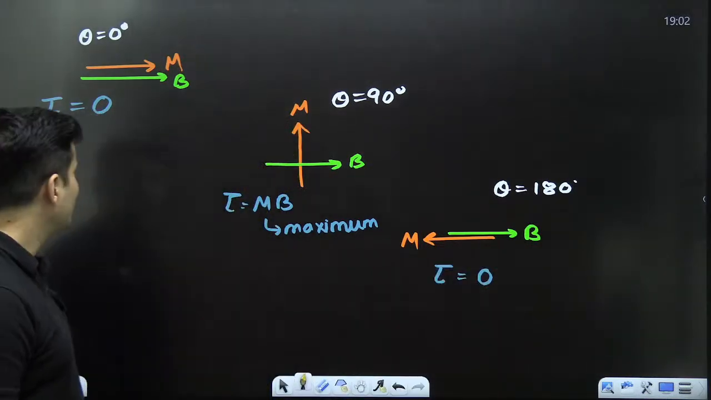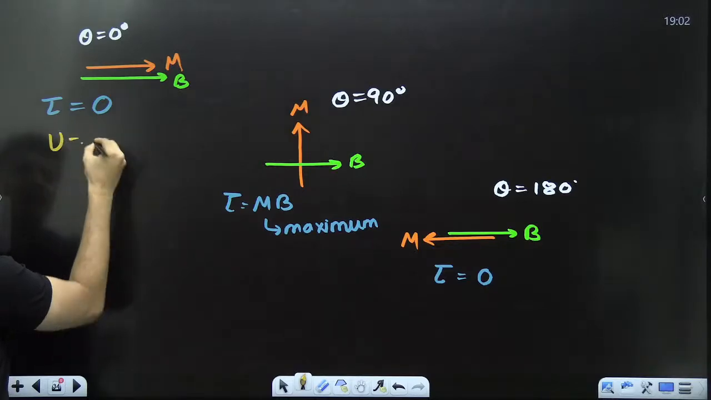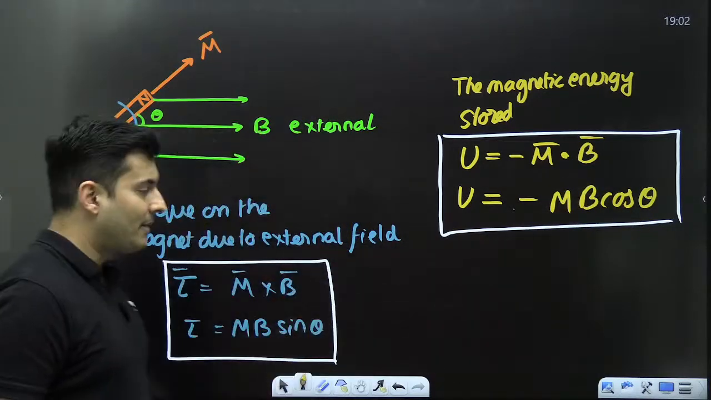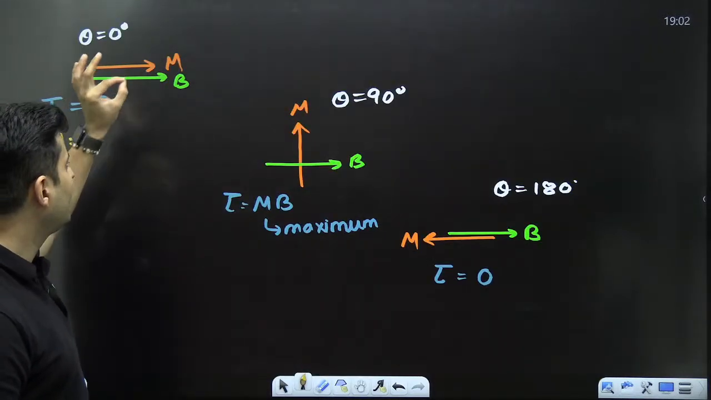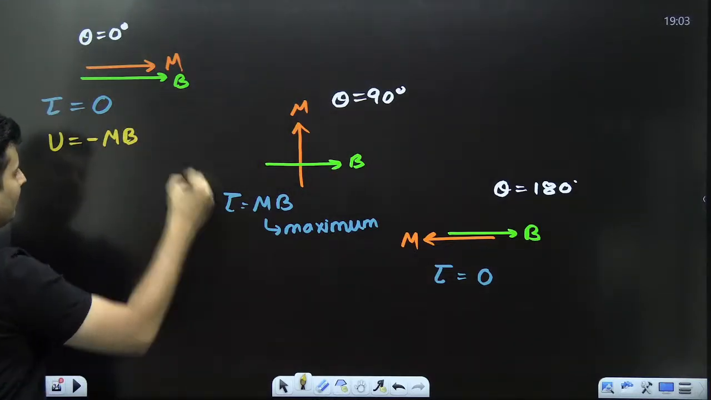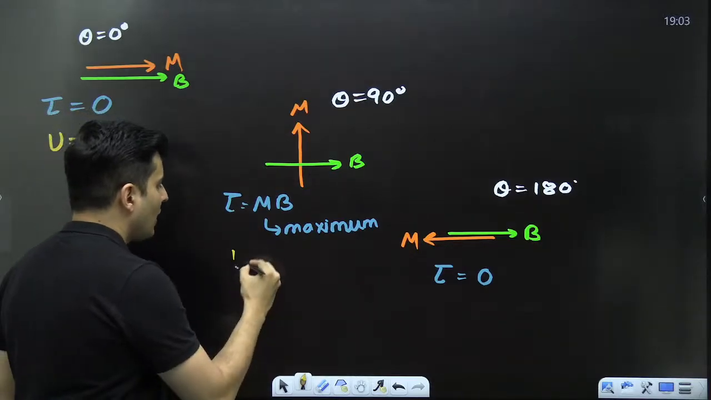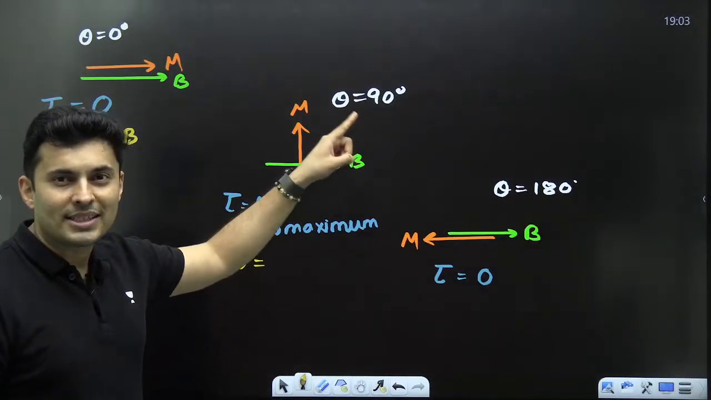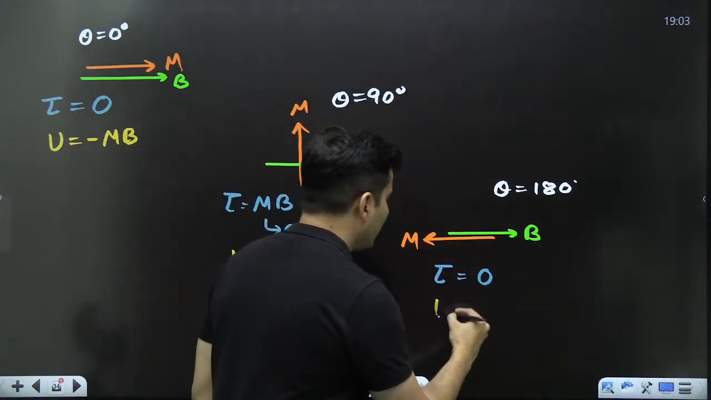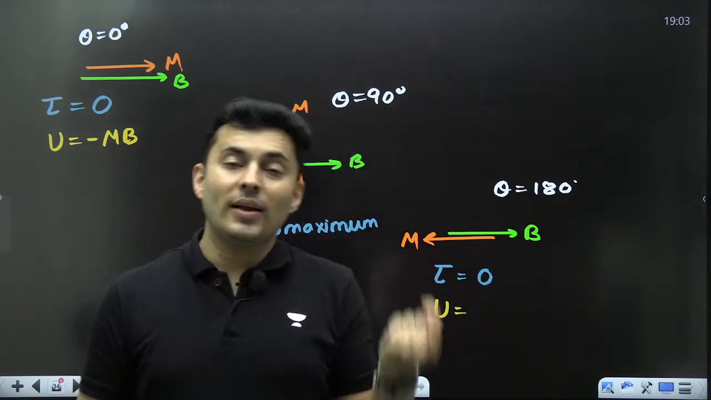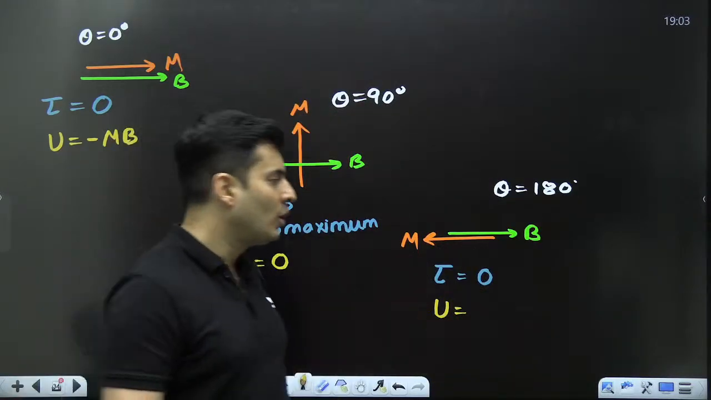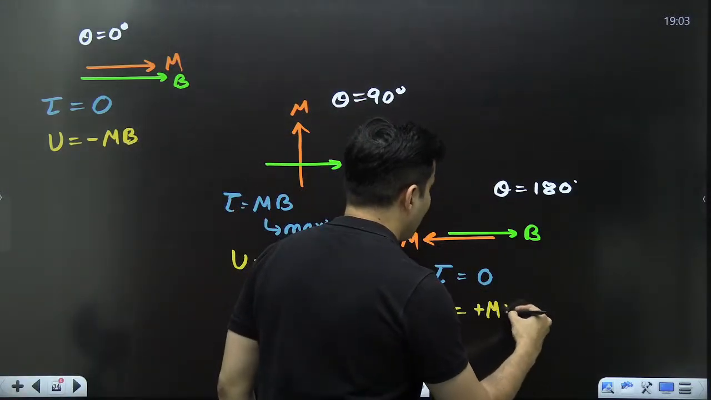Now, what about the energy? Magnetic potential energy, or the magnetic energy stored. In this case, using this formula, minus MB cos theta, observe what will happen. Minus MB cos 0. Cos 0 is 1. So won't the energy be minus MB? In this case, theta is 90, cos 90 is 0. So won't the energy be 0? In this situation, the energy will be minus MB cos 180. Cos 180 is minus 1. Minus 1 into minus will become positive. So won't it be just plus MB?